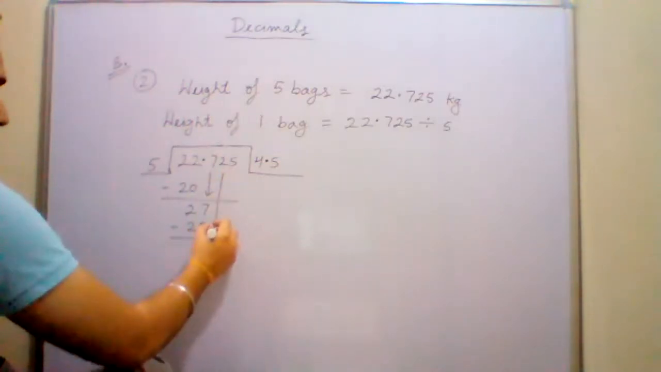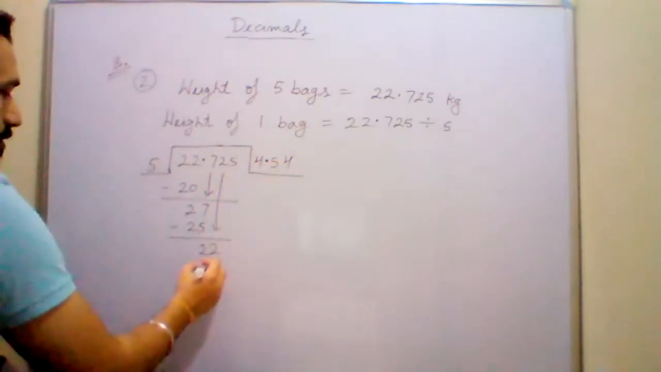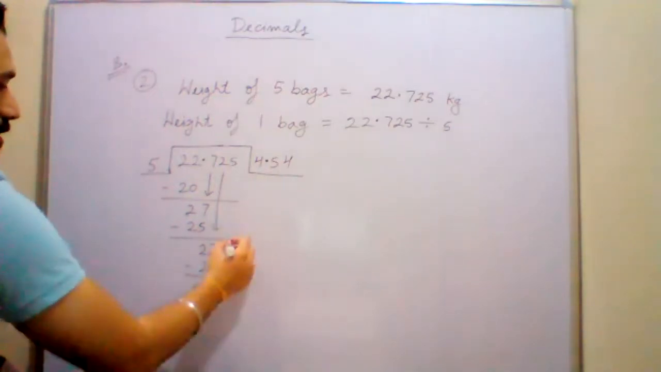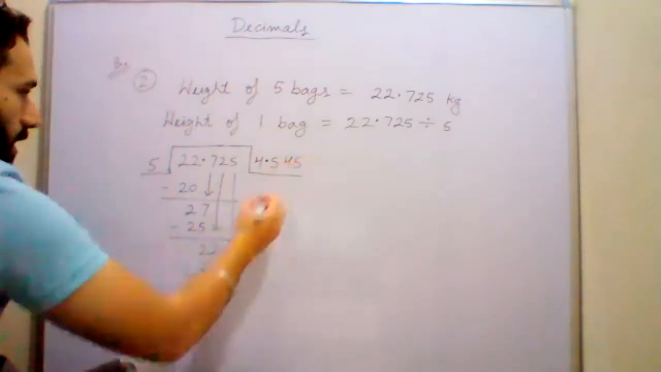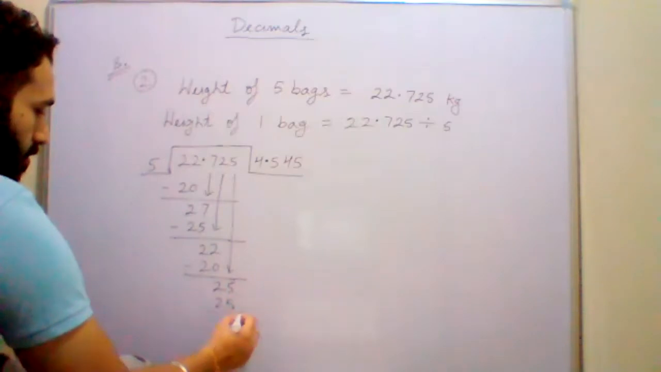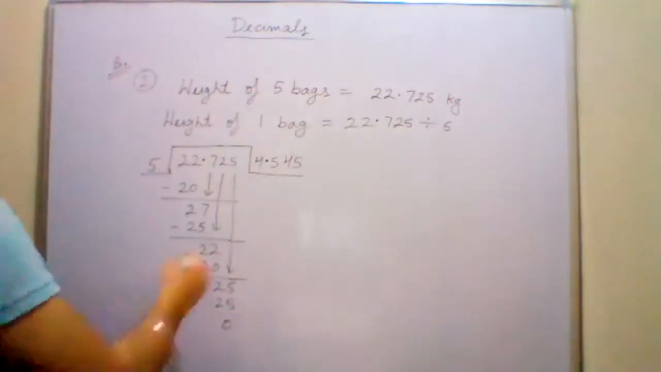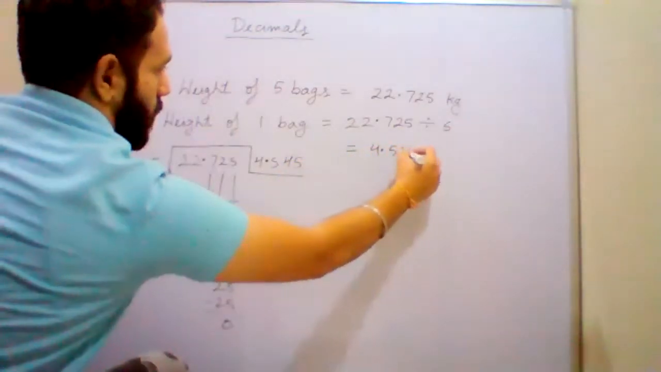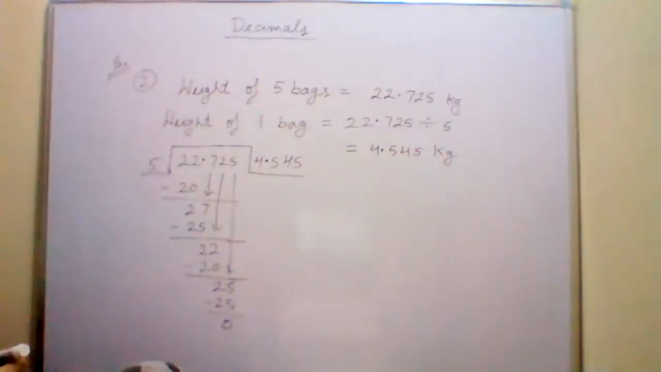Now copy the next digit, which is 2, 22. So 4 times 5 is 20. The difference is 2. Now the last digit, 5. So 5 times 5 is 25. The difference is 0. The remainder is 0 now. What is your answer? Answer is 4.545 kg. This is the weight of one bag. 4.545.